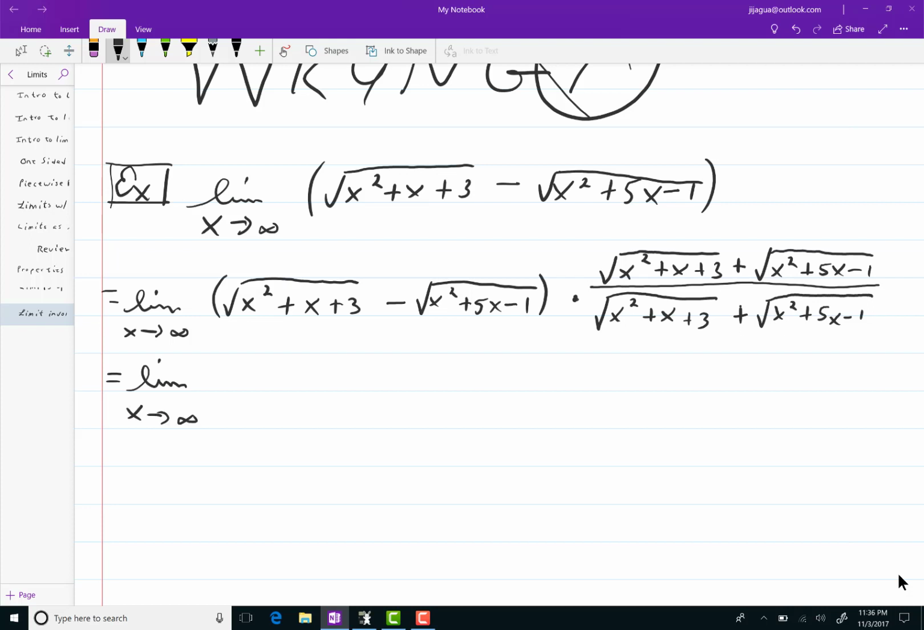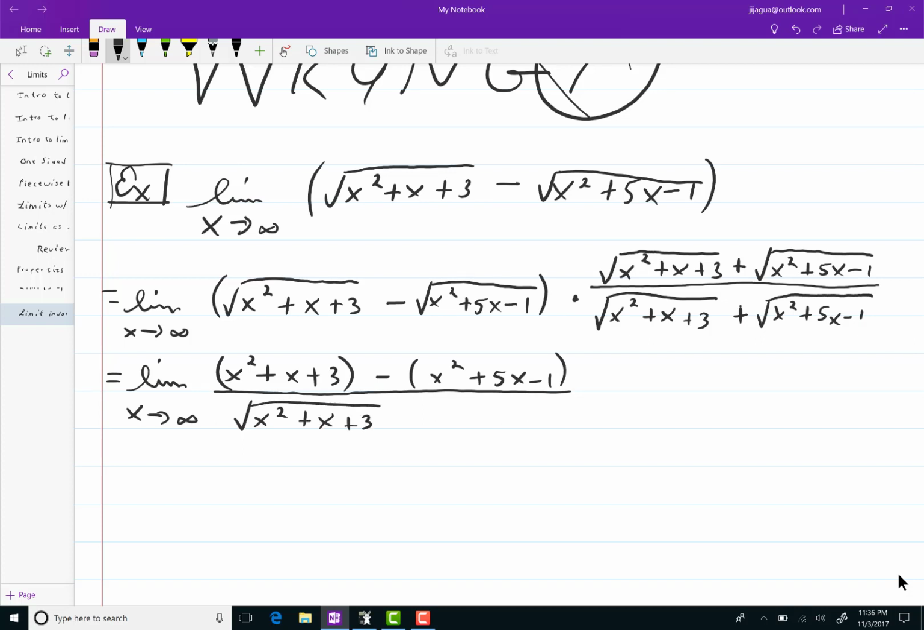So using the difference of squares formula, the top becomes x squared plus x plus 3 minus x squared plus 5x minus 1. Don't forget to put parentheses around the x squared plus 5x minus 1. Even when my students know the trick, they still cannot grasp the importance of parentheses. So the denominator will have the square root of x squared plus x plus 3 plus the square root of x squared plus 5x minus 1.